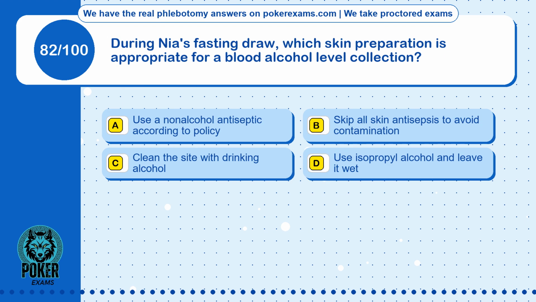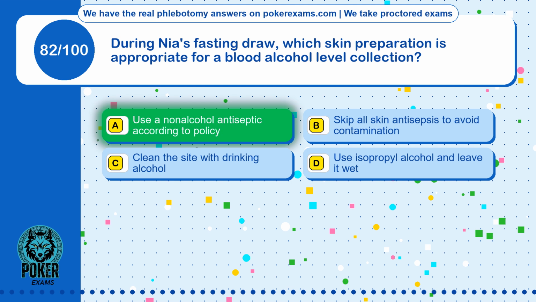Question 82. During NIA's fasting draw, which skin preparation is appropriate for a blood alcohol level collection? Option A. Use a non-alcohol antiseptic according to policy. Option B. Skip all skin antisepsis to avoid contamination. Option C. Clean the site with drinking alcohol. Option D. Use isopropyl alcohol and leave it wet.